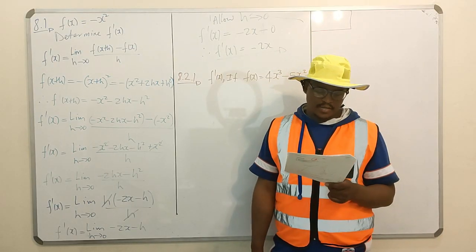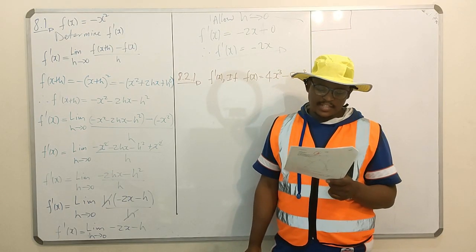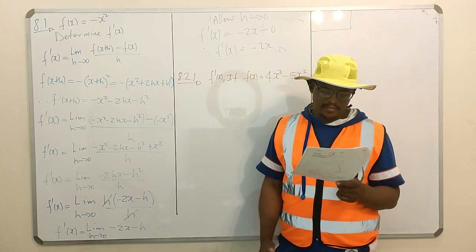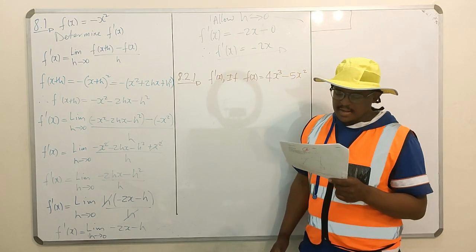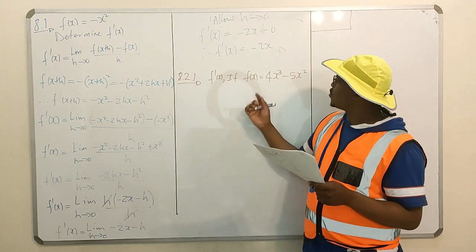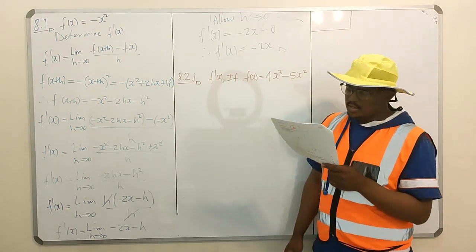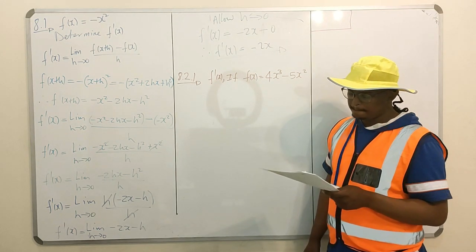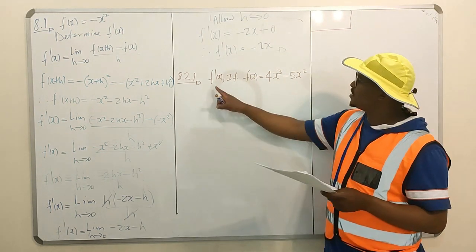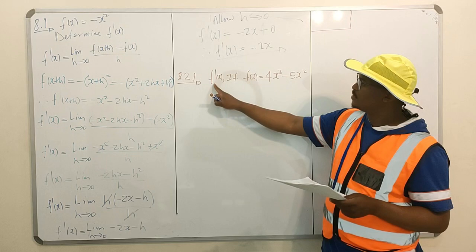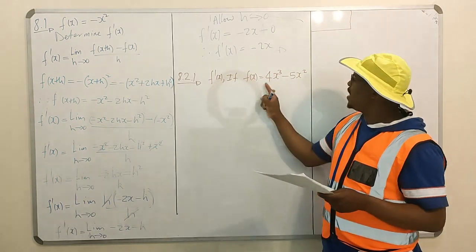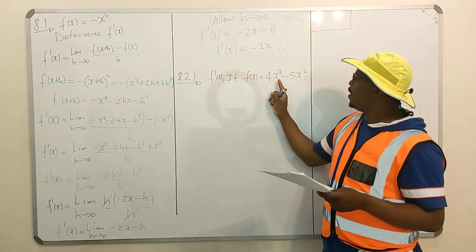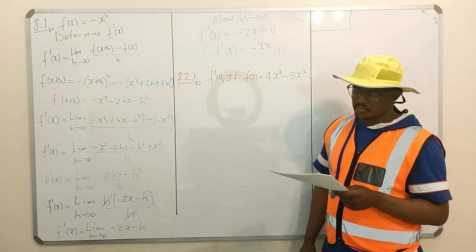We're going to do 8.2 now. Determine the derivative of f at x if it is given that f of x is equal to 4x cubed minus 5x squared. So, you are asked to find the derivative of f, right? If you are given that your f is equal to 4x cubed minus 5x squared.